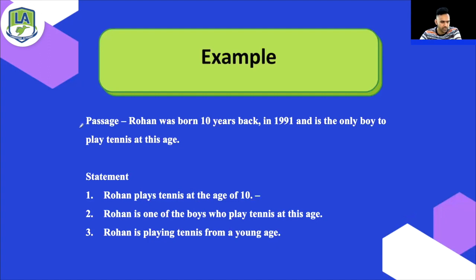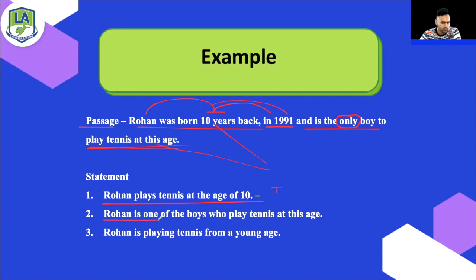For example, let's say the passage is: Rohan was born 10 years back in 1991 and is the only boy to play tennis at this age. So the passage says Rohan was born 10 years back in 1991 and is the only boy to play tennis at this age. We've got 3 statements. Rohan plays tennis at the age of 10. Yes, Rohan was born 10 years back and he's playing at the moment, means yes, he plays tennis at the age of 10 will be true.